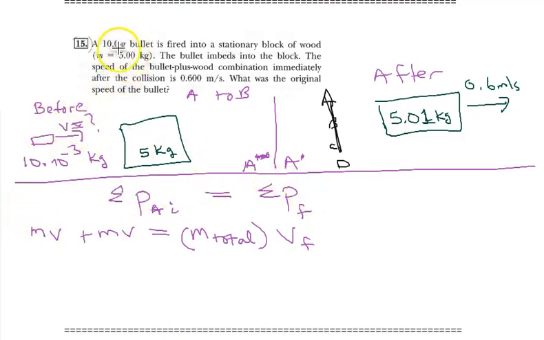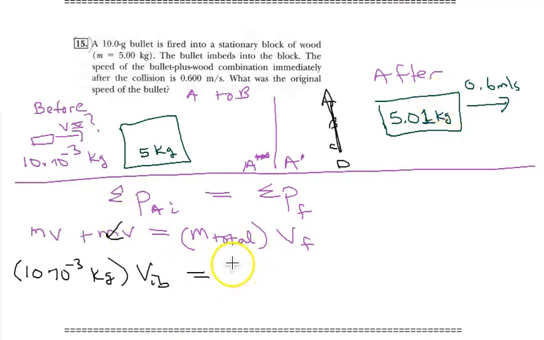Okay, so what was a little annoying was they gave you the mass of the bullet in grams. So it is 10 times 10 to the minus 3 kilograms times the initial speed of the bullet. The block was at rest, so that is 0, so we can cross that term out. And they stick together, so it's 5.01 kilograms total, times V final, which is 0.06.